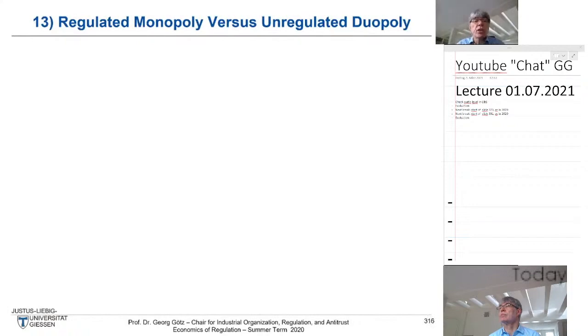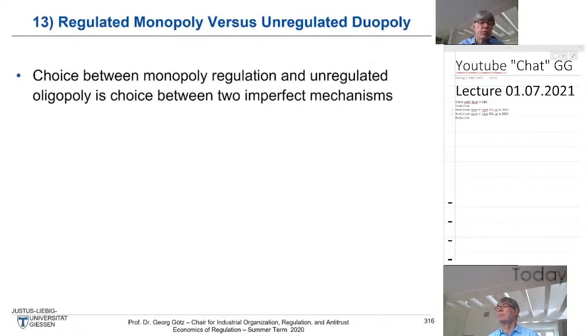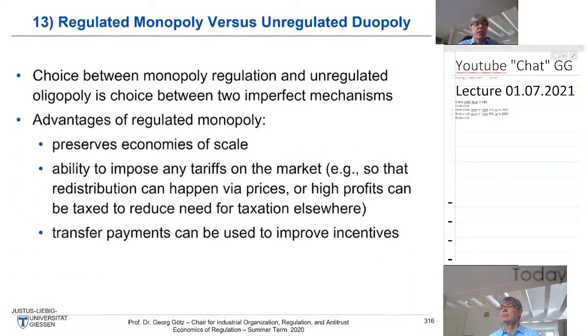What we do next is just put this in a more structured way, okay, that's actually what I just said here. The choice between monopoly regulation and unregulated oligopoly is a choice between two imperfect mechanisms. It's almost the same statement I had in Chapter 5, okay? It's clear that the regulated monopoly has some advantages because it preserves the economies of scale. It is also possible to have some kind of cross-subsidization. So we can impose any tariffs we like in the market and so redistribute via prices.